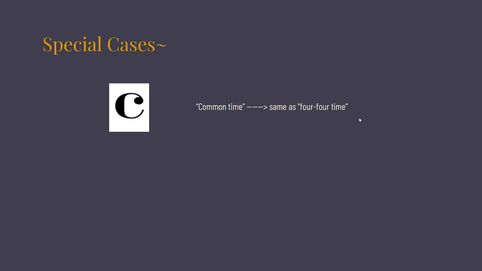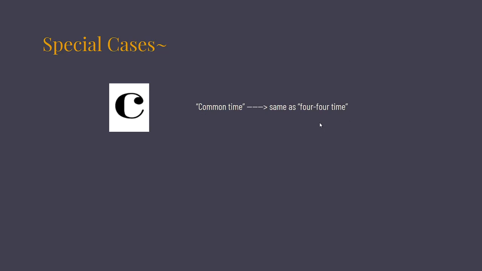Okay, moving on. We're going to move on to some special cases. So remember those C's that we saw earlier. Those C's don't have any numbers stacked on them. So are they time signatures? Yes, they are time signatures, but there's a special case. They're just a fancy way for composers and arrangers to write 4/4 time. So this C here represents common time, and it's the same as 4/4 time.